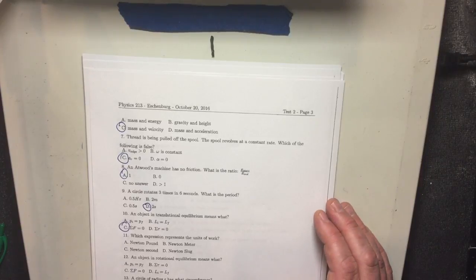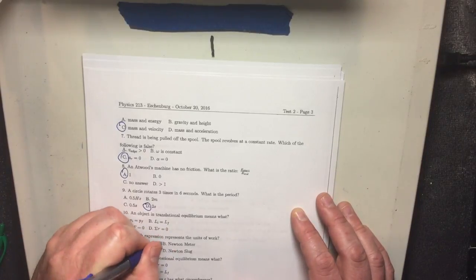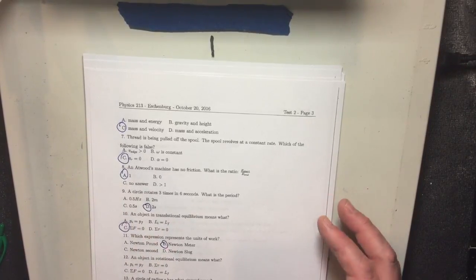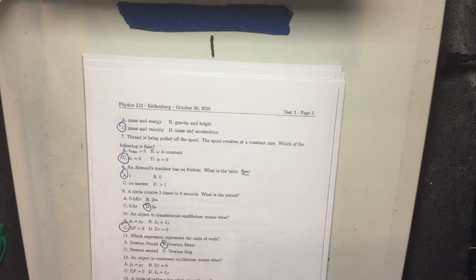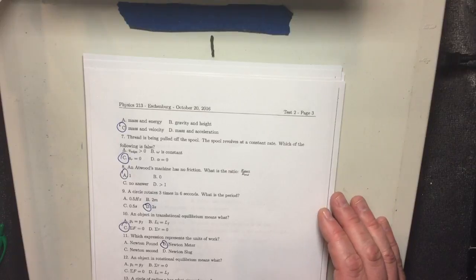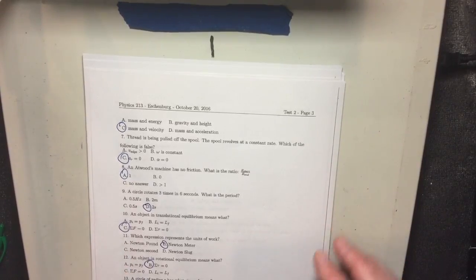Which expression represents the unit of work? No. It's B. How you get work, remember one of the definitions of work is force times distance. Force, Newton. Distance, meter. Newton meter. And it has the same units as torque. Torque, force times the distance to the radial, or to the rotation point. Object in rotational equilibrium means what? B. Sum of the torques is equal to 0.